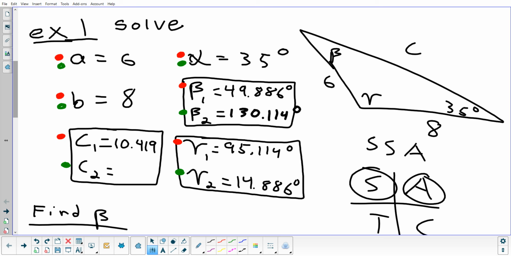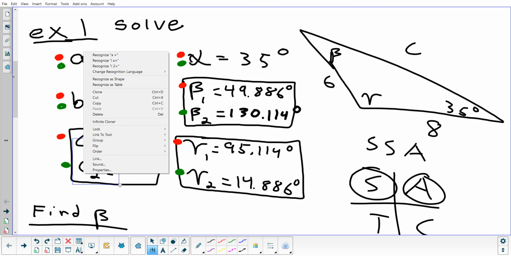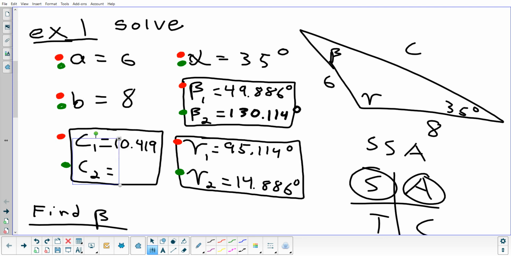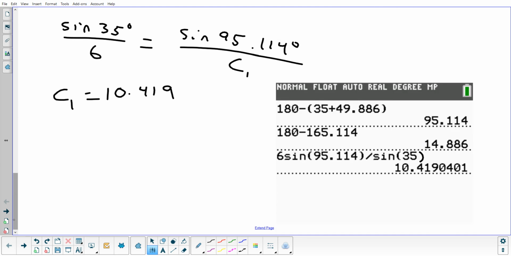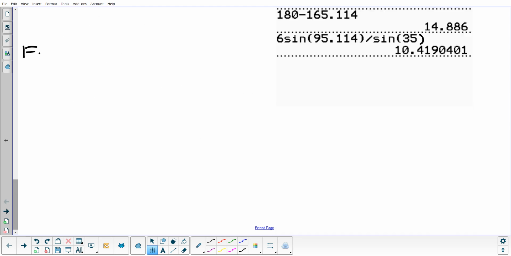Okay, and C2. Now, how about Pythagorean theorem? We got A, we've got B. Why didn't we just use Pythagorean theorem to get C? It's not a right triangle. Yeah, this isn't a right triangle. This is close. So your answer would be close, but wrong. So don't use Pythagorean theorem. All right, so let's find C2, and that'll finish up.